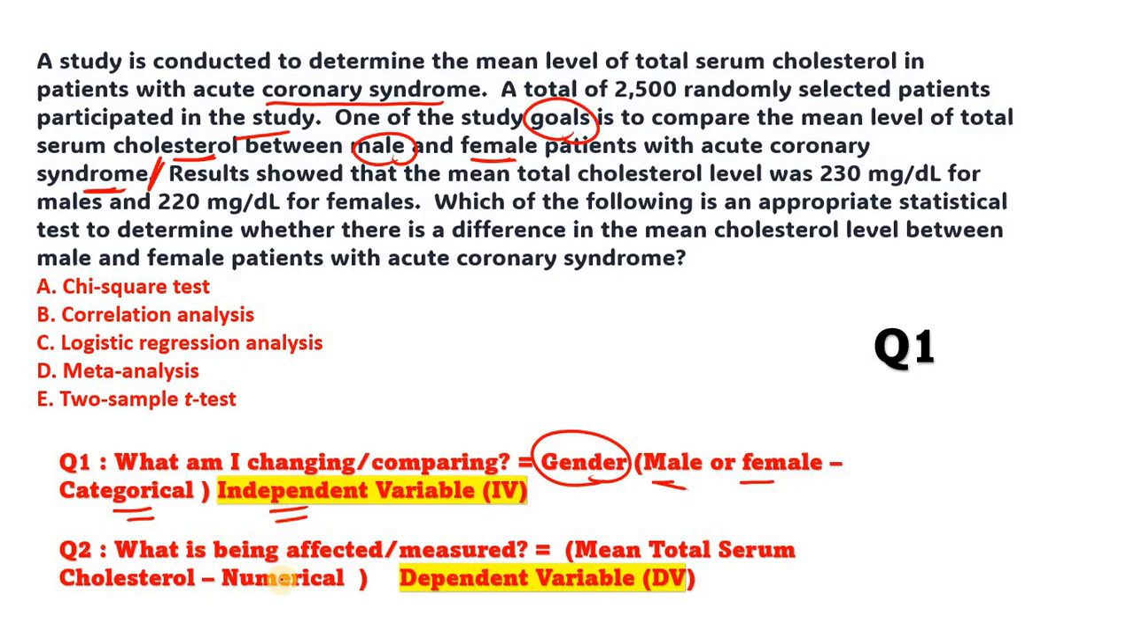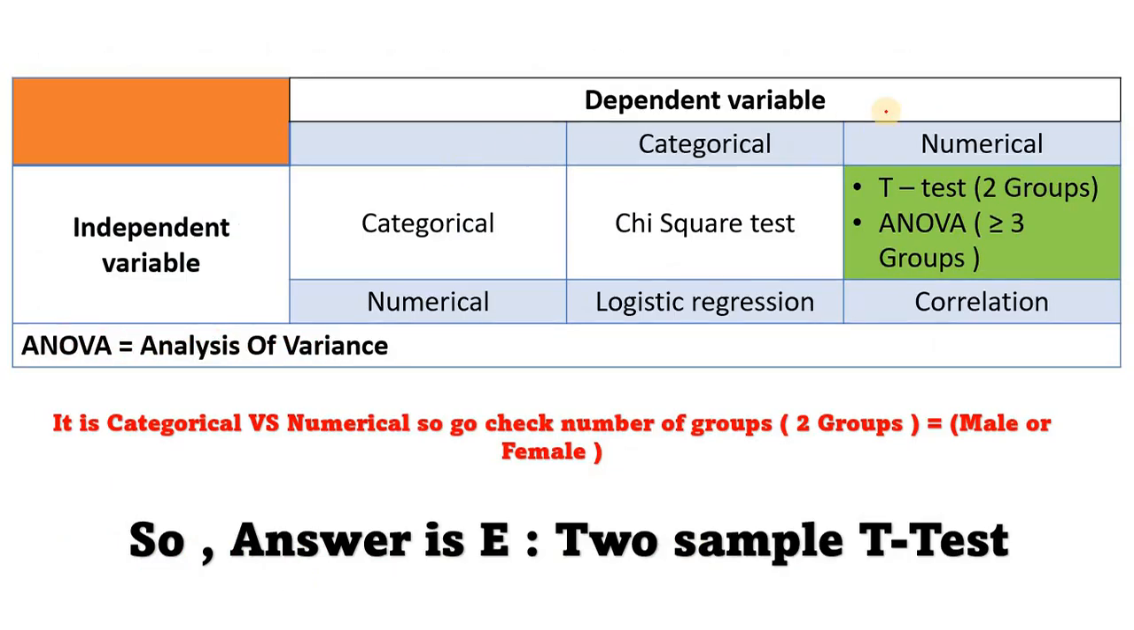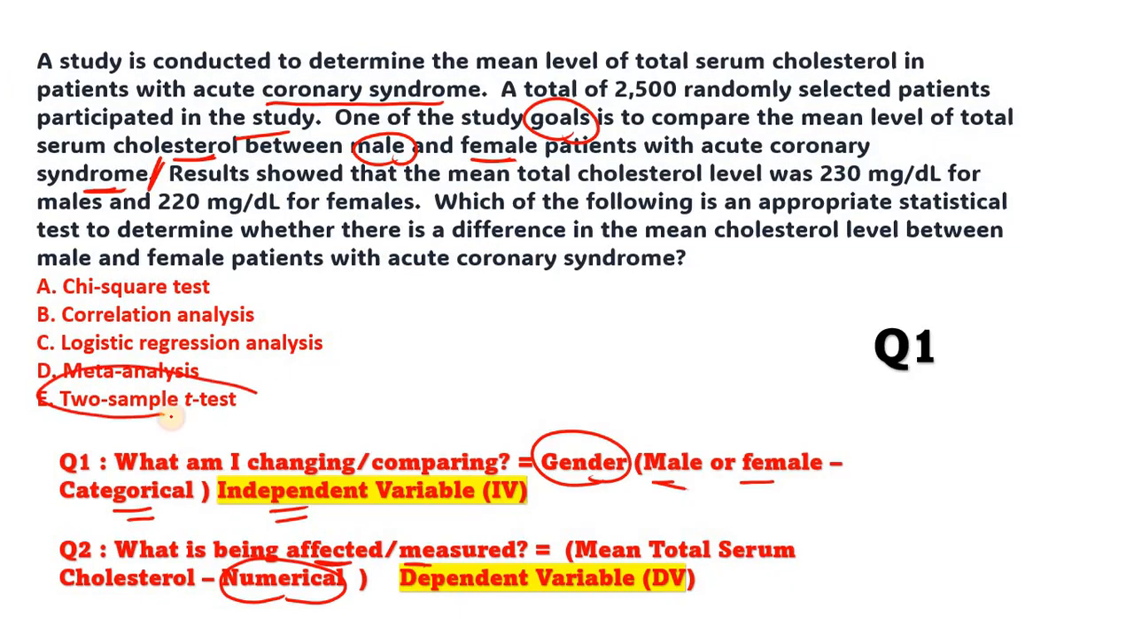The second question, you have to ask yourself what's being affected or measured. Here we are measuring the mean total serum cholesterol level, which can be expressed in numbers. So here your dependent variable will be numerical. Your dependent variable is numerical and independent variable is categorical. So it's one of these two tests, t-test or ANOVA. To differentiate between them, we have to look at the number of categories of the independent variable. Here the number of categories of the independent variable is 2, male or female. So the answer is t for 2. So your answer here is 2-sample t-test.